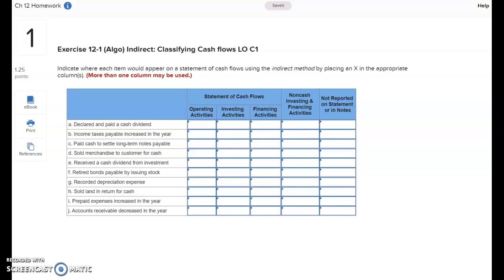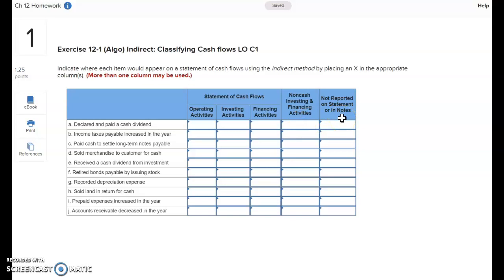Okay, so let's go through the Chapter 12 homework, the statement of cash flows. And this first question is asking you to classify where this goes on the statement of cash flows. Operating, investing, financing activity. Is it non-cash? Is it not on the statement of cash flows?